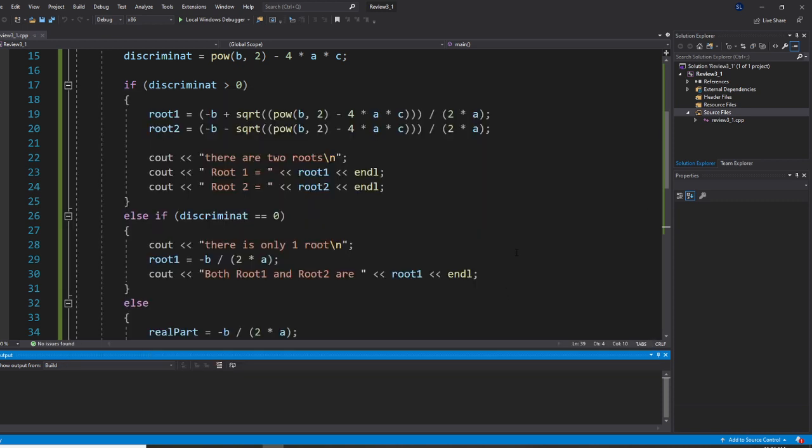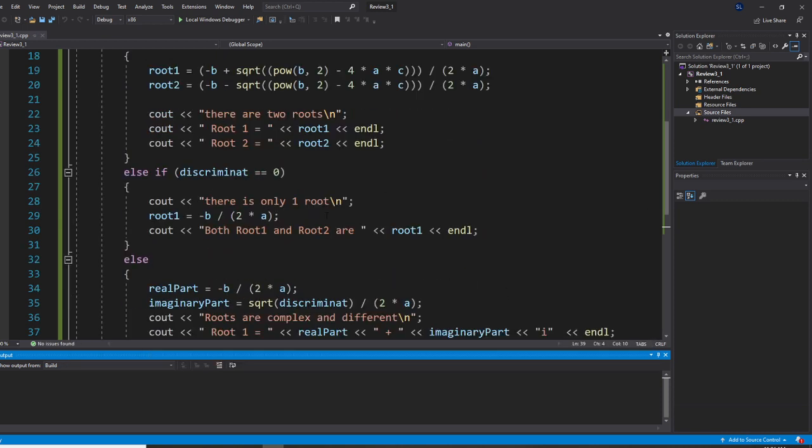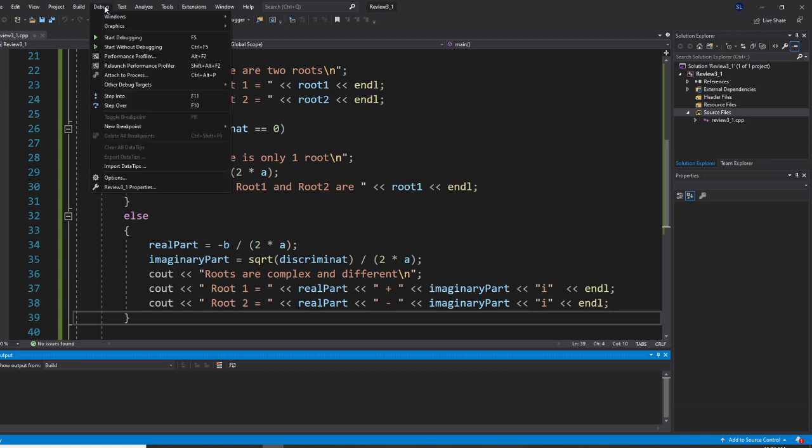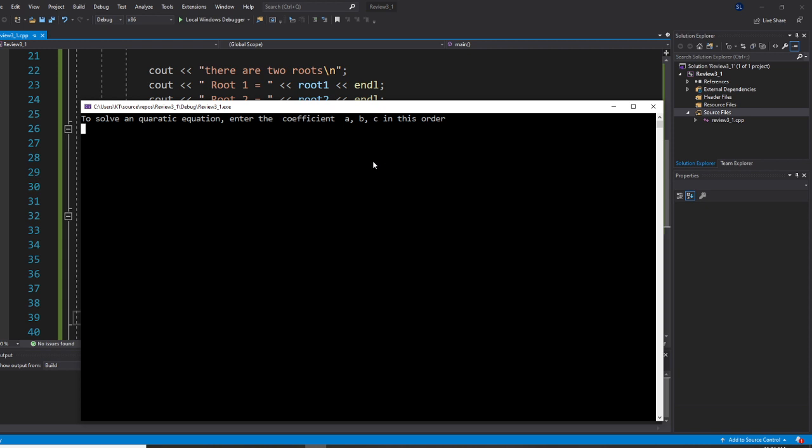So I'm going to do this one right now. I'm going to check the one that has a real part here. Now check this real part. Let me check the one where the discriminant is negative, so it will be a negative number. How about this, 4, 5 and 1.